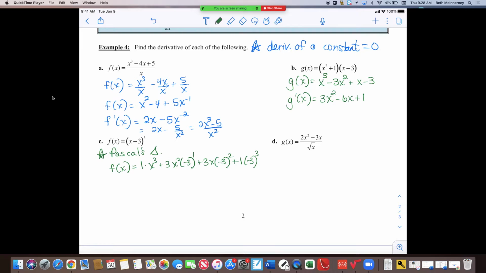Now, a cube isn't terrible if you did x minus 3 times x minus 3 times x minus 3. The good news, next week we're going to learn another method so that we don't have to do this process. So that's what? x cubed minus 9x squared plus what? 27x minus 27.